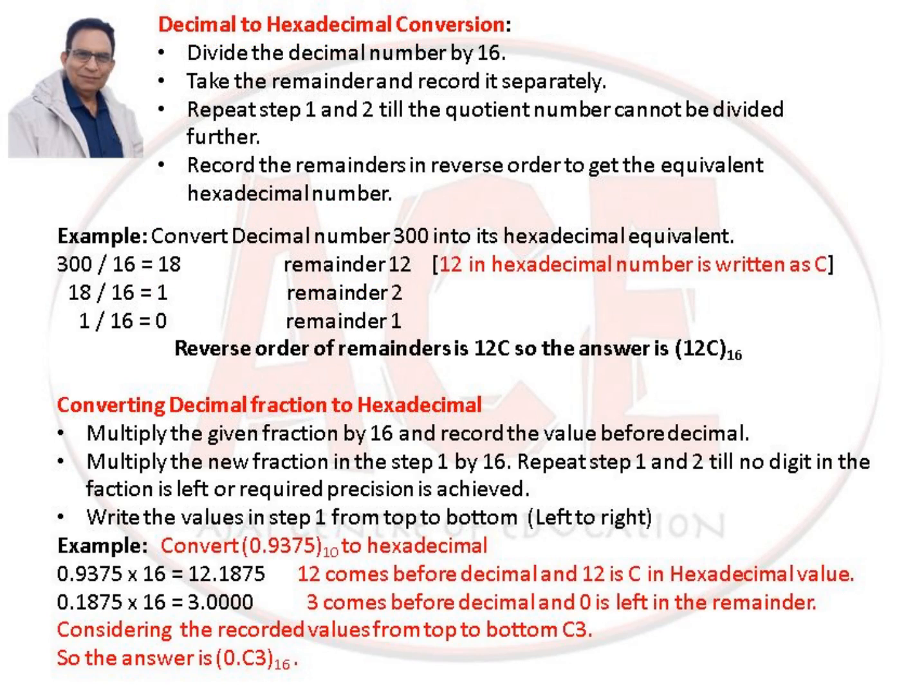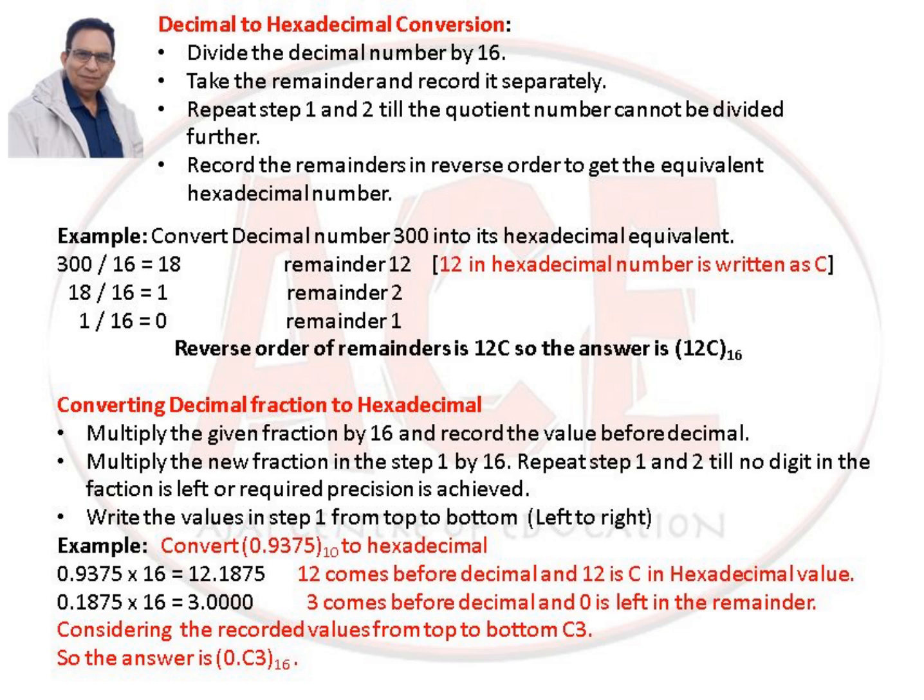Decimal to hexadecimal conversion. Rules followed. Divide the decimal number by 16. Take the remainder and record it separately. Repeat step 1 and 2 till the quotient number cannot be divided further. Record the remainders in reverse order to get the equivalent hexadecimal number.